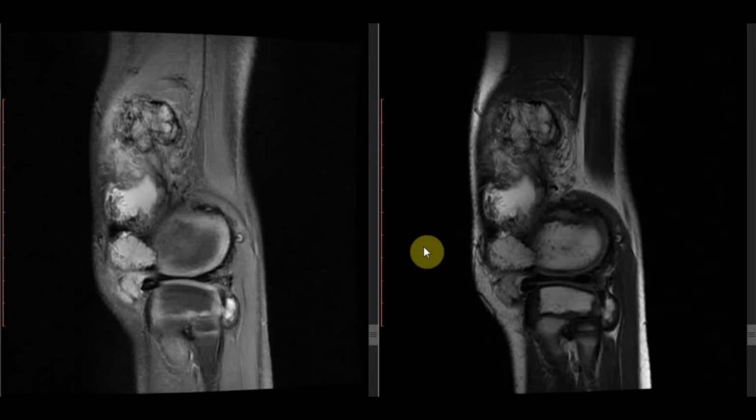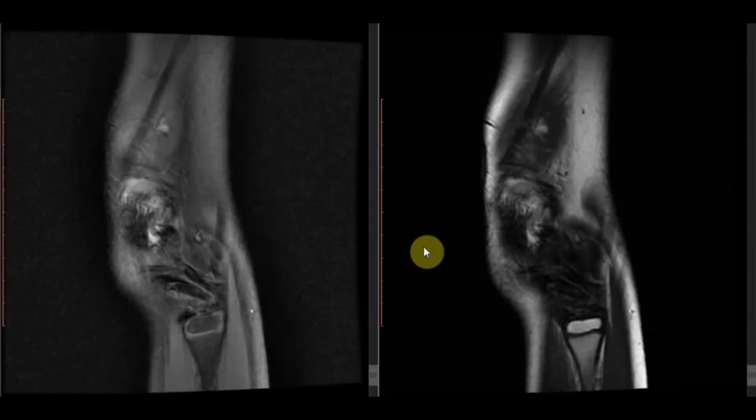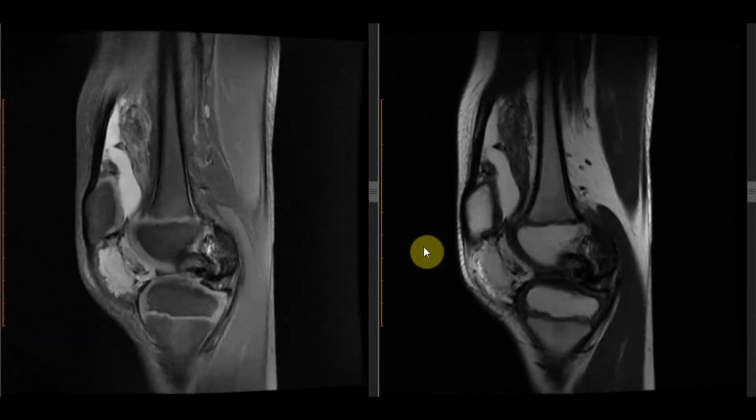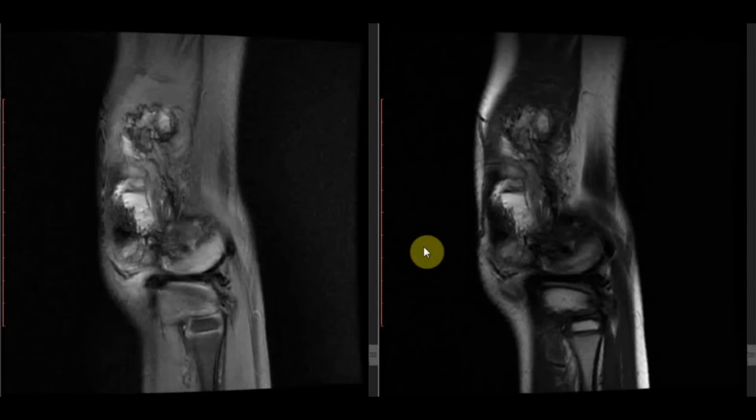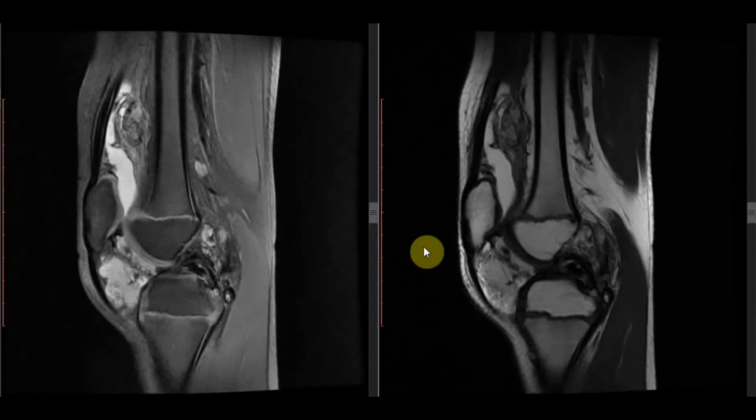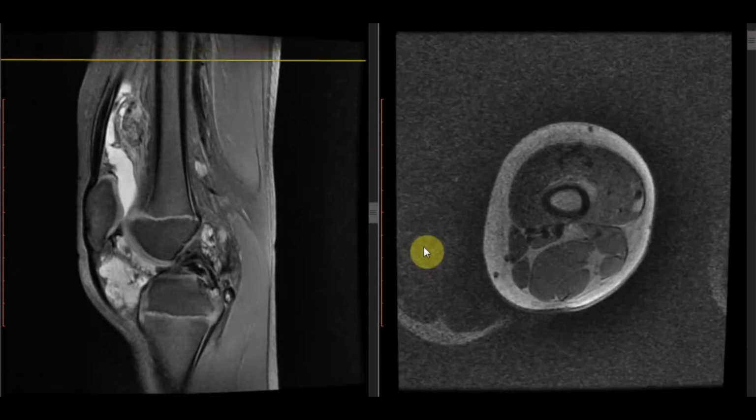So PVNS or pigmented villonodular synovitis is basically a monoarticular condition, and it is more commonly seen in the knee joint. They are generally seen in the adult population, but very few cases are seen in the pediatric age group. And this is a 6-year-old female, and she has presented with PVNS. So this is a very rare entity in the pediatric age group.